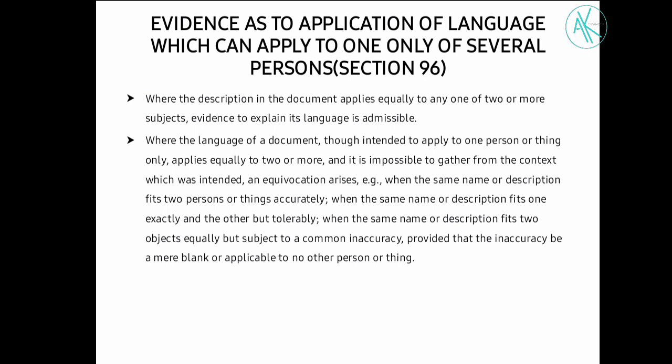Example: when the same name or description fits two persons or things accurately; when the same name or description fits one exactly and the other only tolerably; when the same name or description fits two objects equally, but the subject is open to common inaccuracy, provided that the inaccuracy may be a mere blank or applicable to no other person or thing.